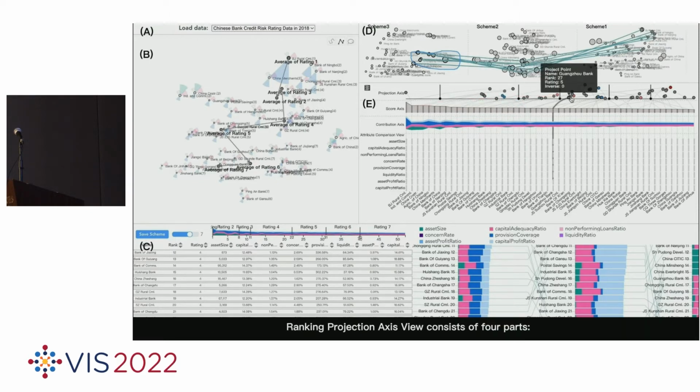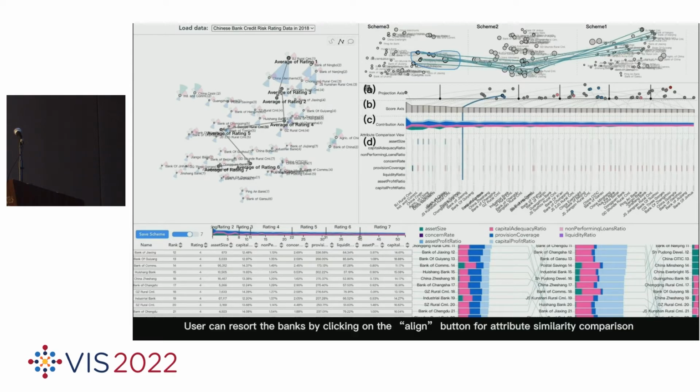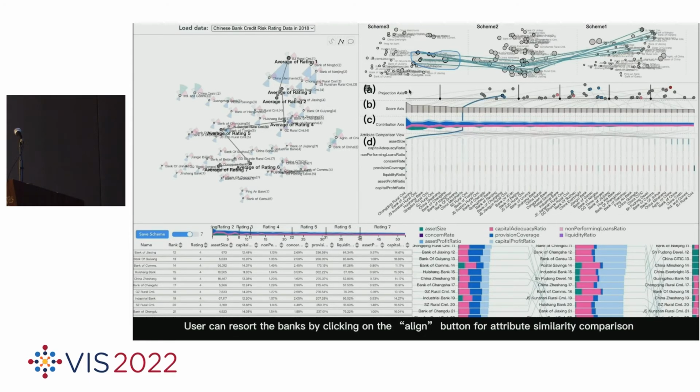Ranking projection axis view consists of four parts: A. Projection axis. B. Score axis. C. Contribution axis. D. Attribute comparison view. Users can resort the banks by clicking on the Align button for attribute similarity comparison.